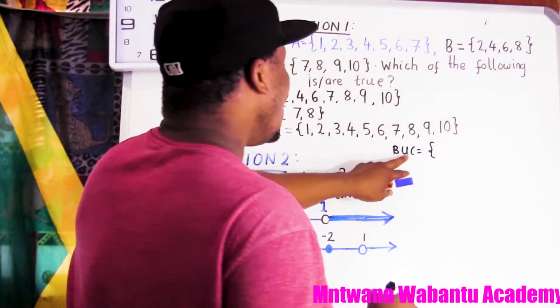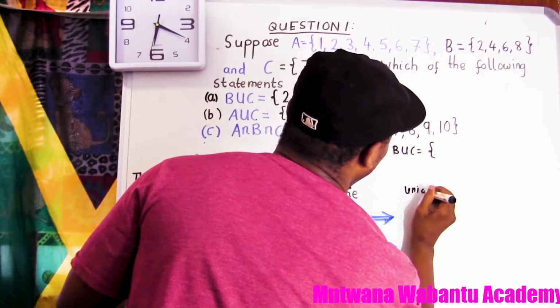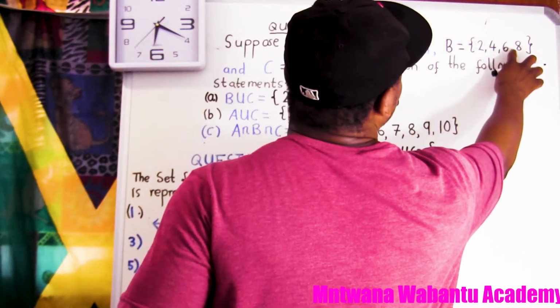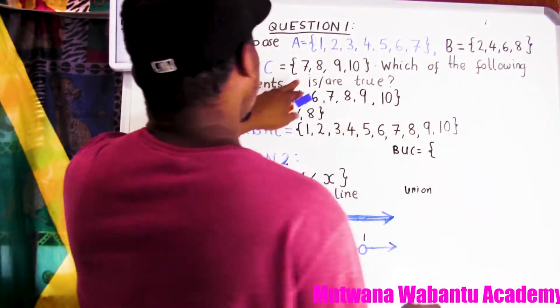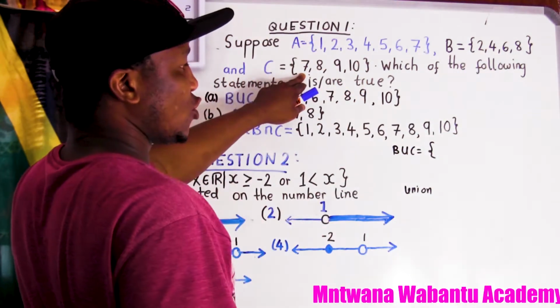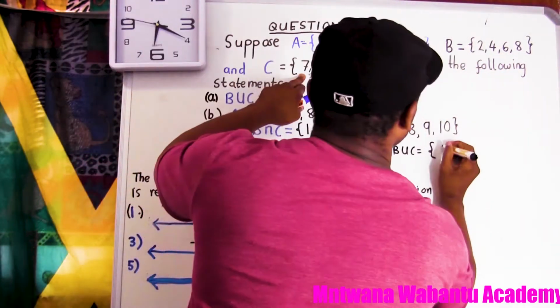Okay, now let's go to B union C. U means union, or combine, which means put together. So B union C, what is it? B is 2 4 6 8, and this is C. Let's see, first 2. Do you have a 1 here? No, so you take the smallest one because you combine all together. So the smallest will be 2.